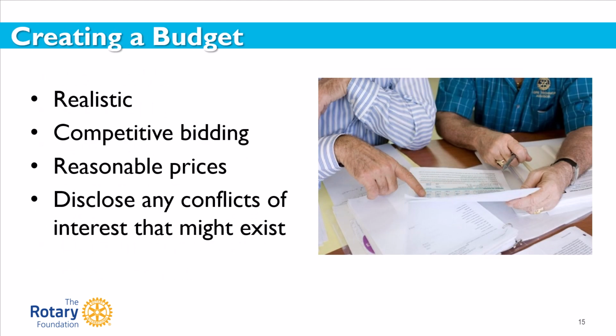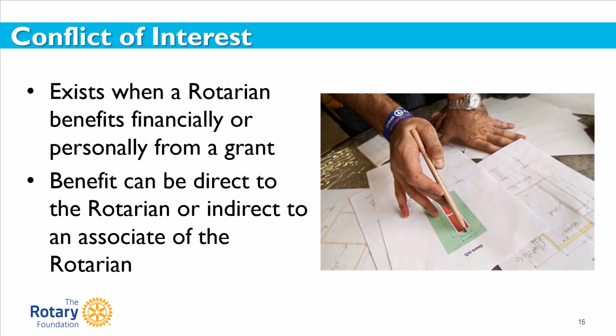When creating a budget for your project, remember that it needs to be realistic, based on competitive bidding and reasonable prices for the community, and you should disclose any conflicts of interest that might exist. A conflict of interest exists when a Rotarian may benefit financially or personally from grant activities. The benefit can either be direct or indirect.